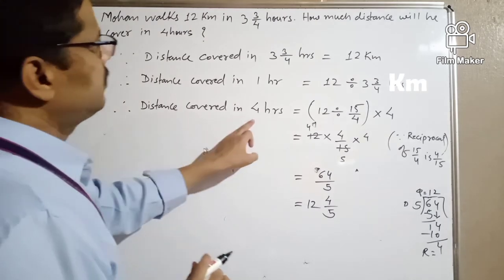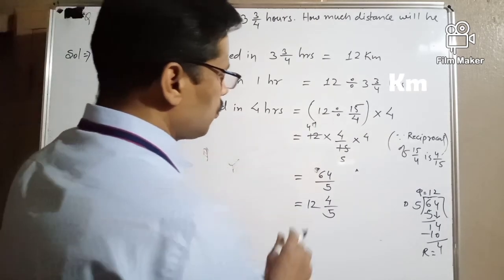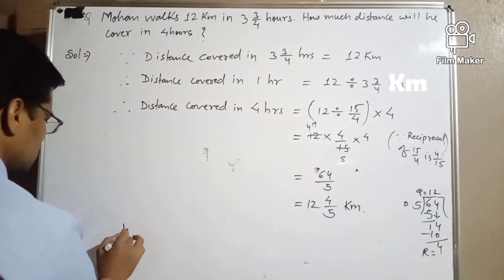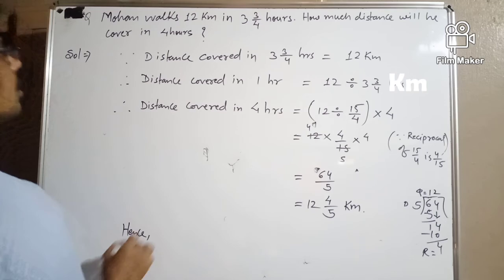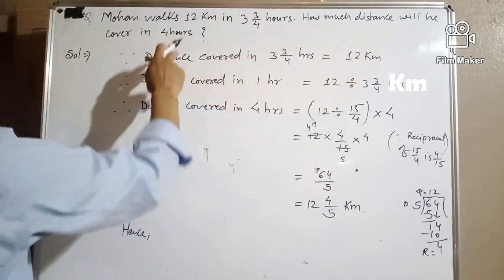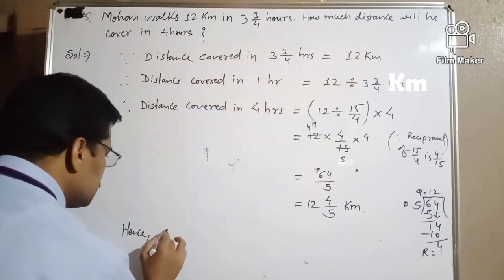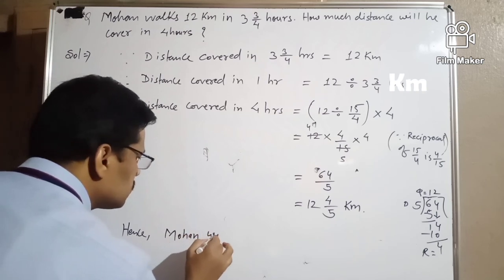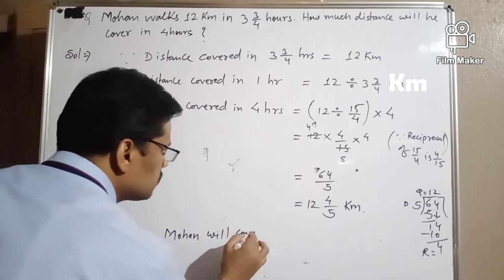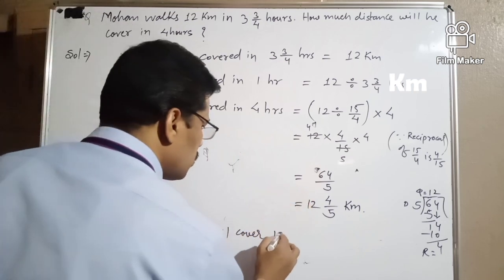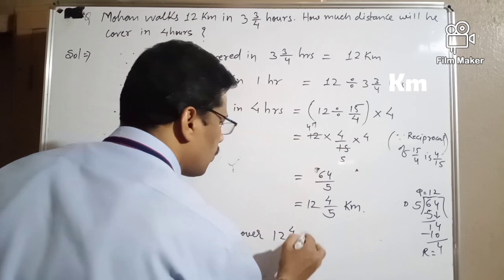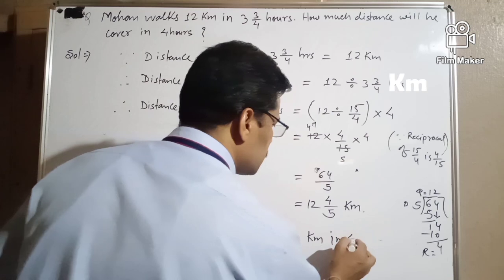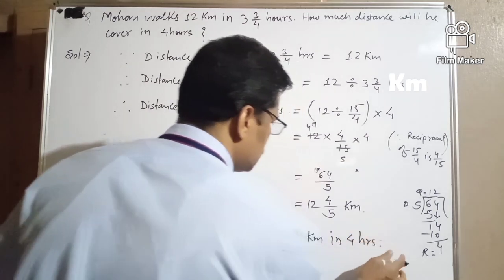Okay, so we can write distance covered in 4 hours is 12 whole 4/5 kilometer. So we can write here at last the answer. Hence, how much distance will he cover in 4 hours? Mohan will cover 12 whole 4/5 kilometer in 4 hours.